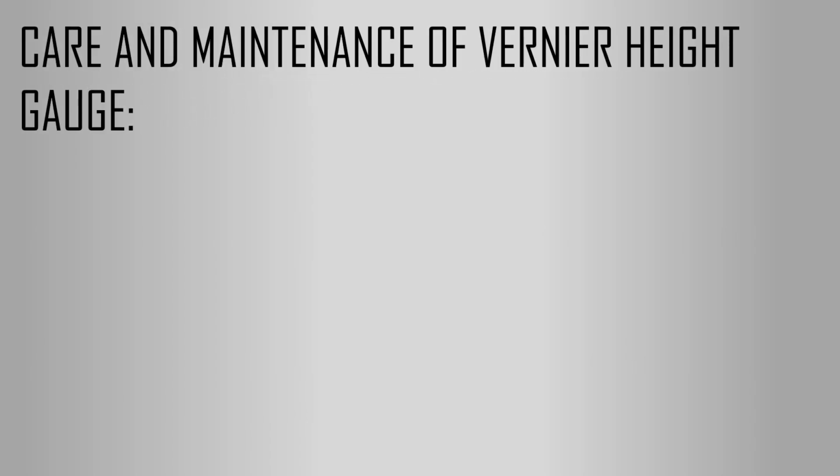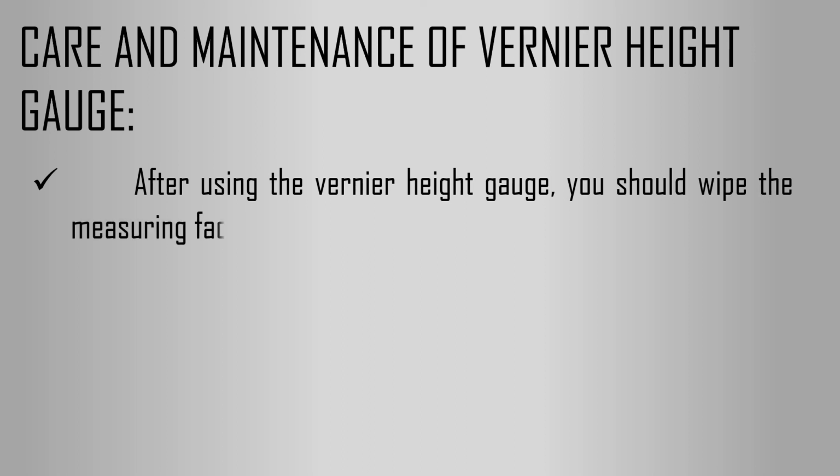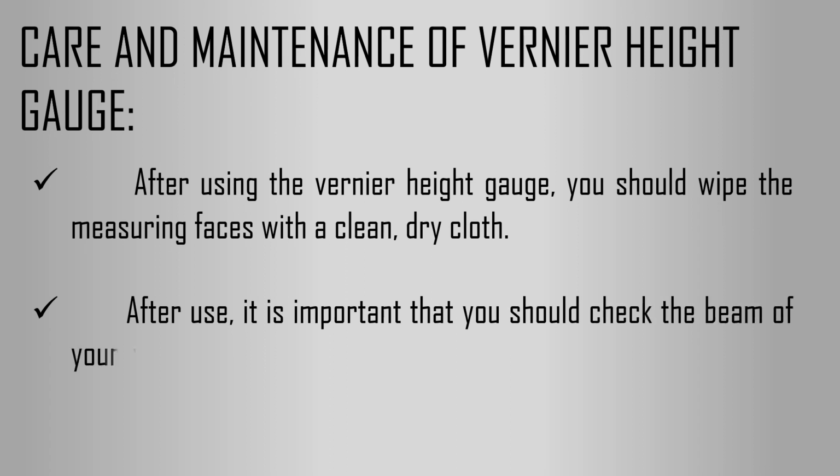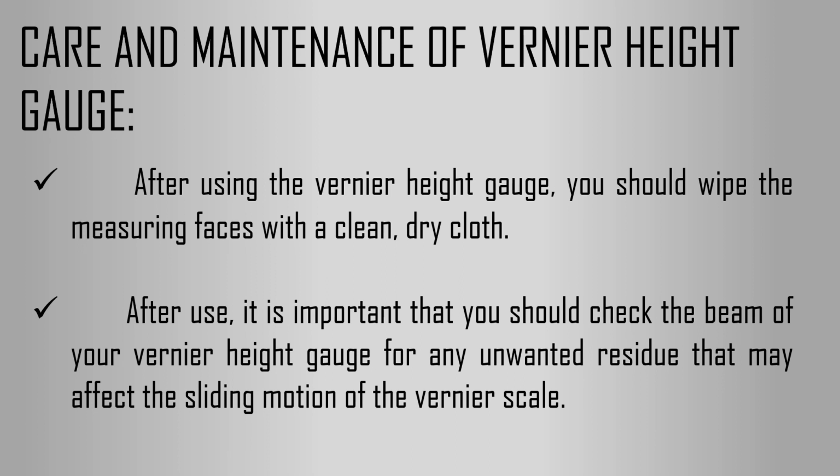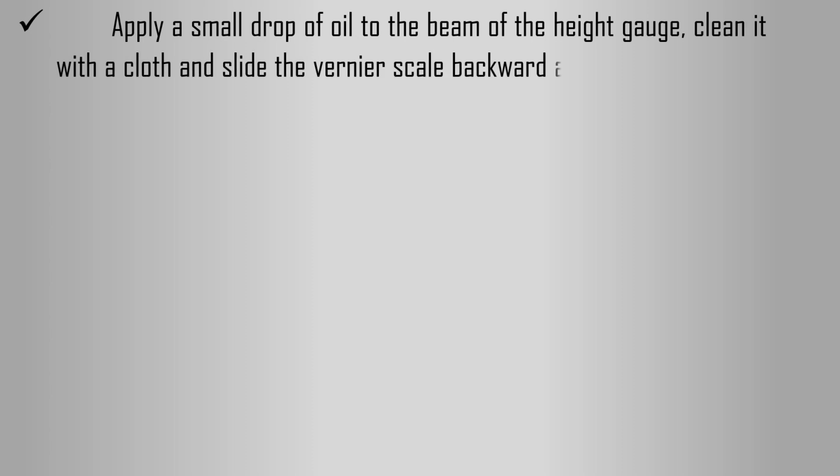And last, we are going to see about care and maintenance of vernier height gauge. After using the vernier height gauge, you should wipe the measuring faces with a clean, dry cloth. After use, it is important that you should check the beam of your vernier height gauge for any unwanted residue that may affect the sliding motion of the vernier scale. Apply a small drop of oil to the beam of the height gauge. Clean it with a cloth and slide the vernier scale backward and forward a couple of times.